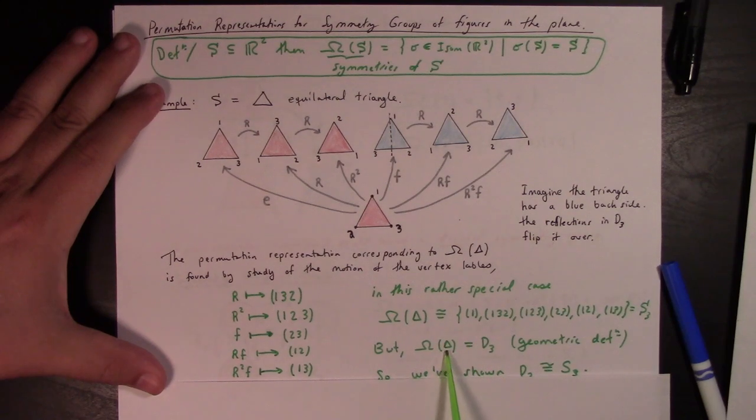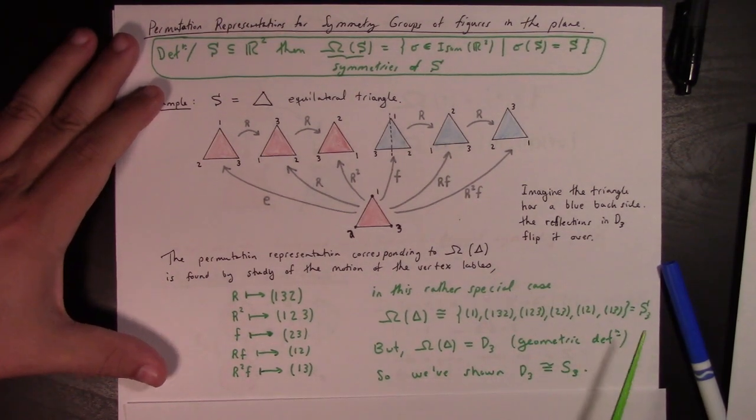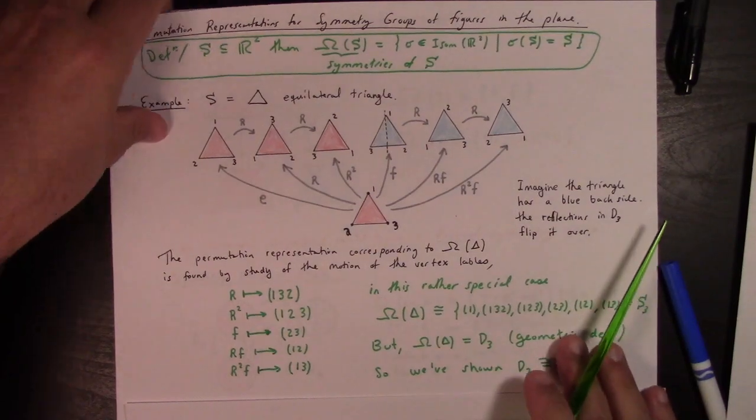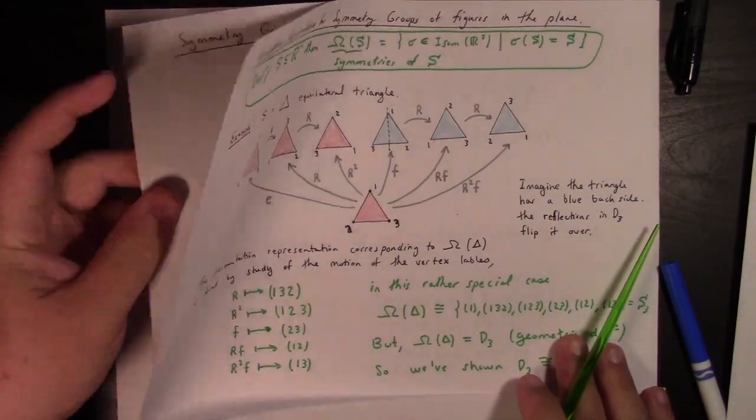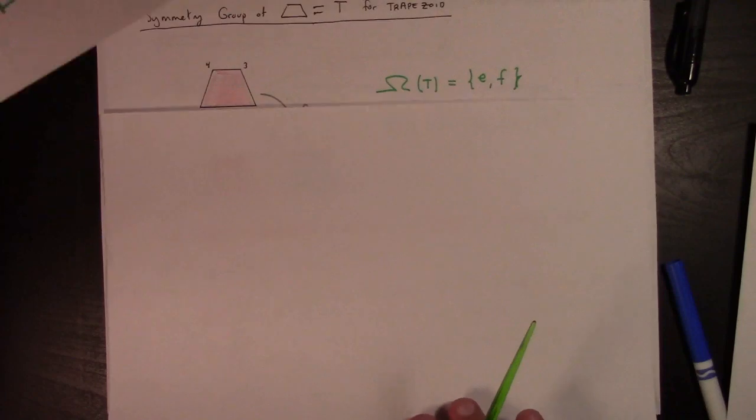But on the other hand, the symmetry group of the triangle is the geometric definition of the dihedral group, D3. And so we've shown that the dihedral group D3 is isomorphic to S3. Woohoo! By picture. Maybe you like that. Maybe you don't. It's up to you.